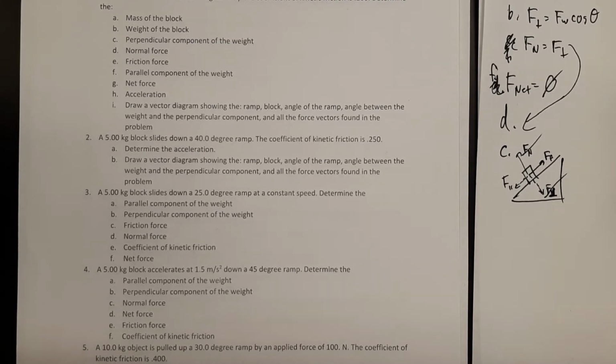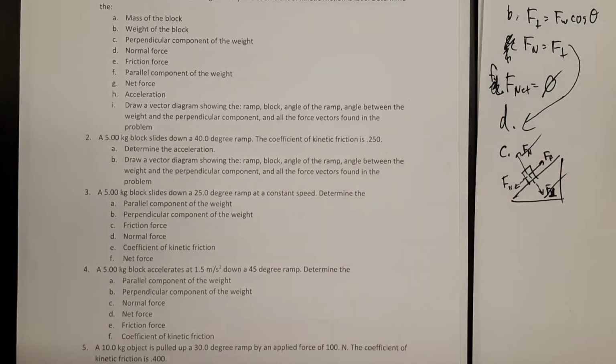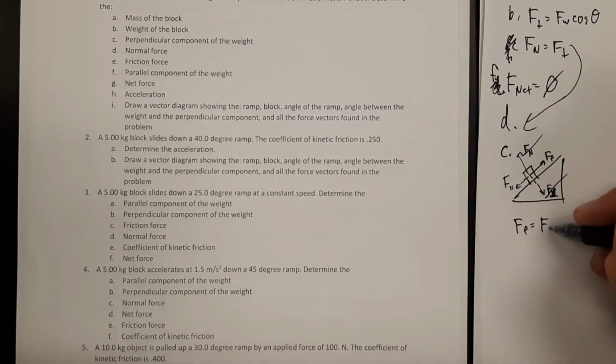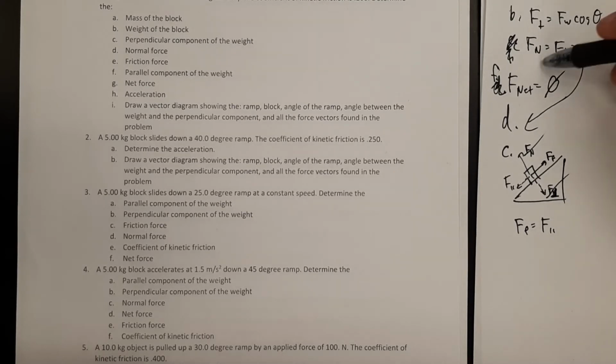So for C, when you're looking for your friction force, because this thing is going at a constant speed, that means your force down the ramp, your parallel component, needs to be equal to your force up the ramp, which is your friction. So FF is going to be equal to your parallel component. Whatever you got for part A for your parallel component, that is your friction. And we're done with part C. The next part that I didn't do, D, was our normal force. We already dealt with that.